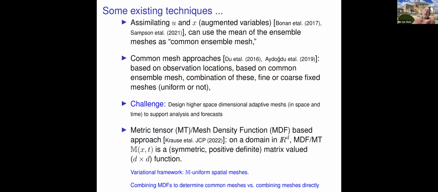Okay, so what we're going to do is combine mesh density functions to bring in different aspects that should impact the mesh we're going to use. We're going to combine those and then generate a mesh, instead of trying to combine meshes for different things more directly.